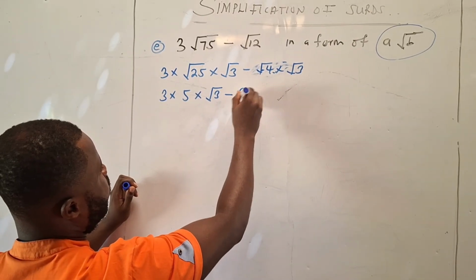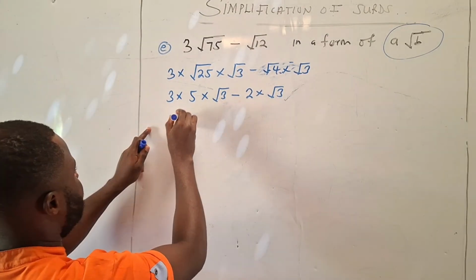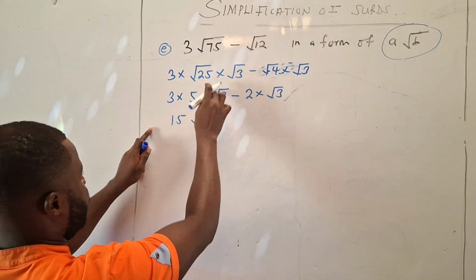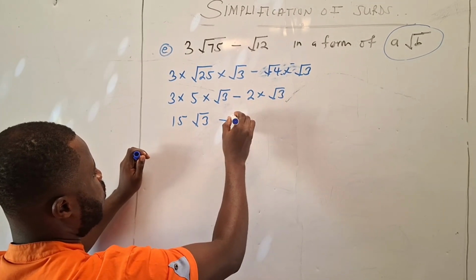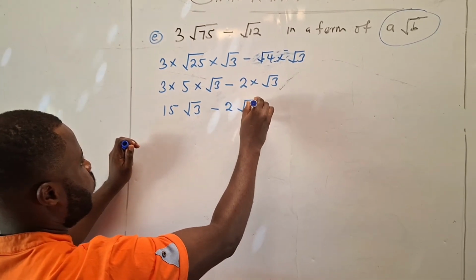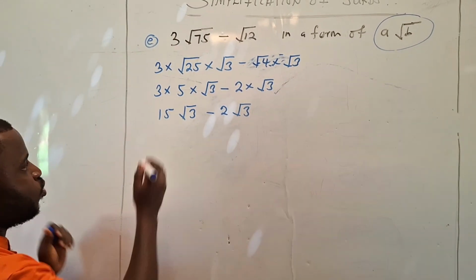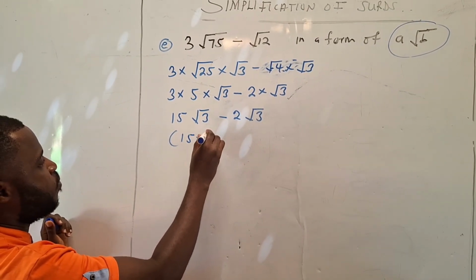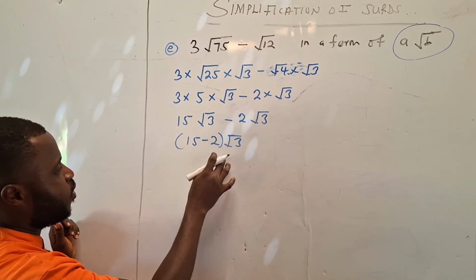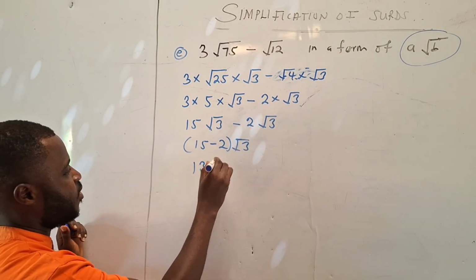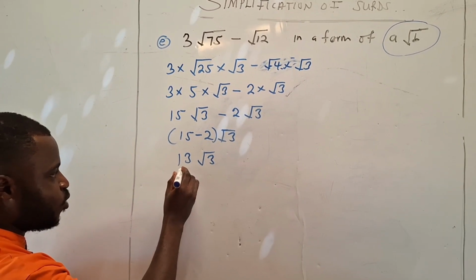Minus, this one will give us 2 times root 3. So 3 times 5 gives us 15 root 3. If you multiply it with the 1 here, you still get 15 root 3, minus, and the other one gives you 2 root 3. So this is what you are going to get. Now they have become a common root, so we subtract. 15 minus 2, all root 3. 15 minus 2 gives us 13 root 3. So this is what we got.